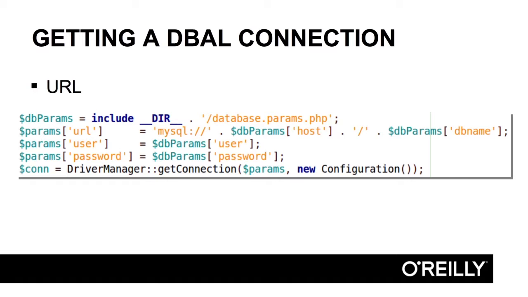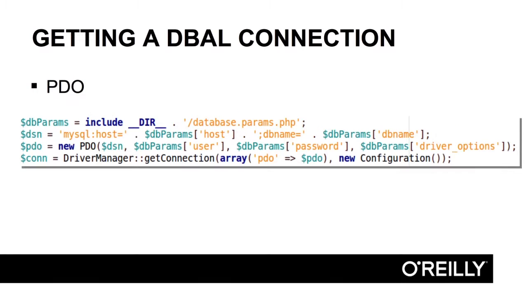The URL would include the driver, followed by ://, followed by the host, followed by a slash, followed by the name of the database. You would specify this as a parameter called URL. In addition, of course, you would need to supply any additional parameters used by that particular database extension, such as username or password. The third technique is to create a PDO instance directly and supply that as an argument to get connection with a parameter PDO, which is the only requirement for getting a connection using this technique.